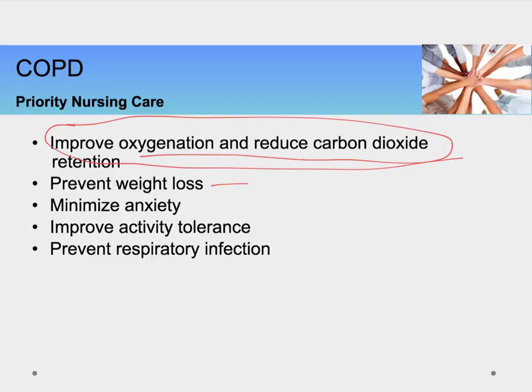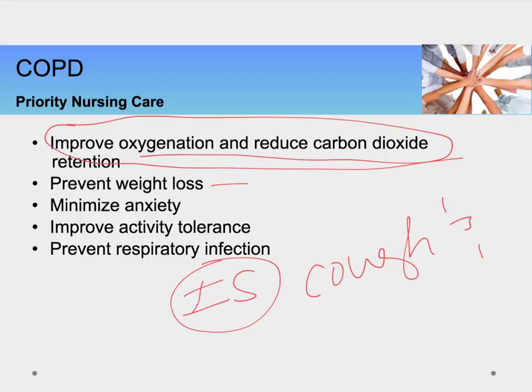You do make sure that they're mobile to as much as they can tolerate. We help them to be mobile by giving them devices that can help them continue to be mobile. IS, your incentive spirometer, is such a key feature in preventing infection. Your incentive spirometer helps you to cough and deep breathe. That's a key factor in the prevention of infection. Keep them away from sick people, and things like that. So very, very imperative in a patient with COPD.